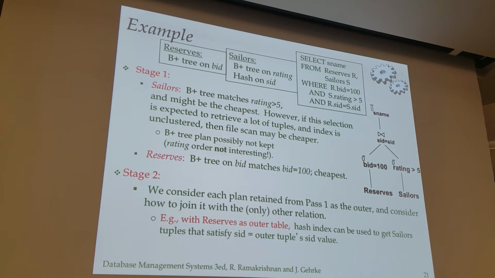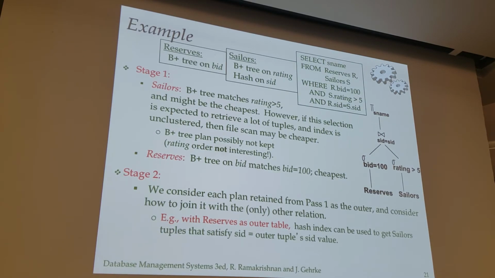At stage 1, you look at all the plans that you have to be able to access a first relation. What's the first relation? Well, either relation could be the first relation. Sailors could be the first relation, or reserves could be the first relation. And then we'll add the other one. That's going to be stage 2. But we're going to find the best plan, possibly interesting plans too, for each one of the tables.